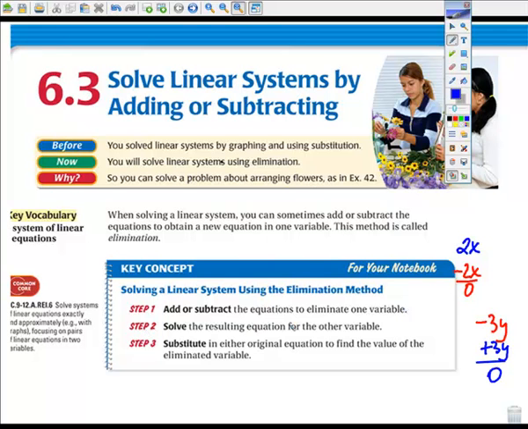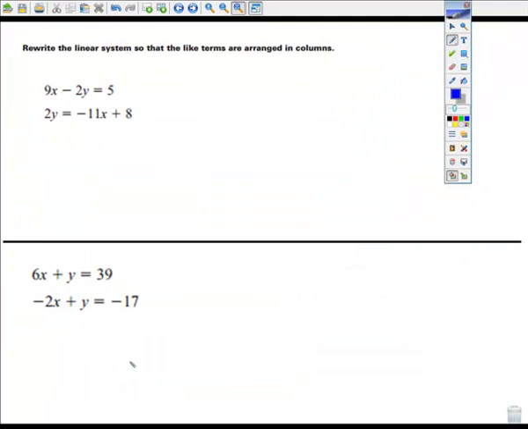Second, we're going to solve the resulting equation just like for substitution, because then we're going to have it in terms of one variable. And then the third step, we substitute this answer from step 2 back into either equation that we started with. So we're not really putting it back into step 1, we're putting it into one of the original equations. So let's do a couple examples here.